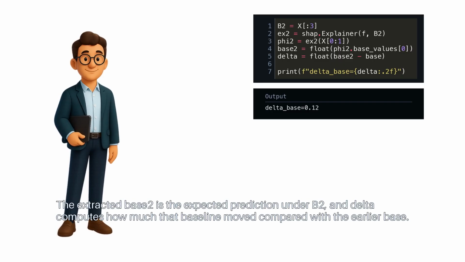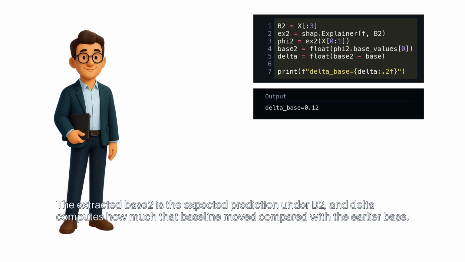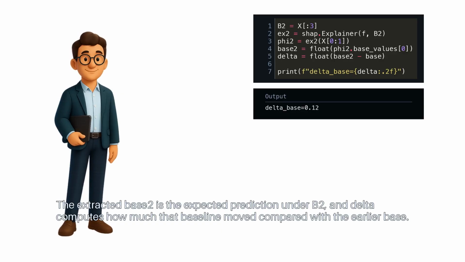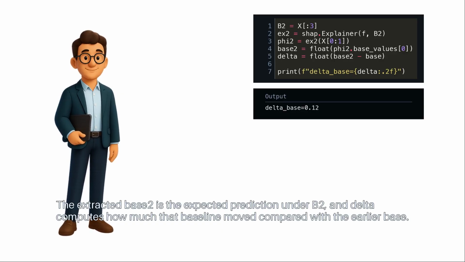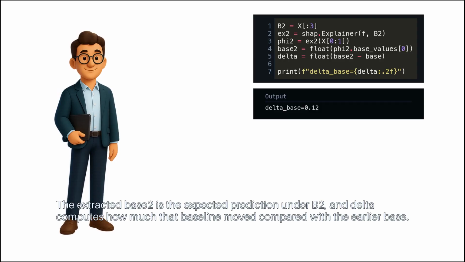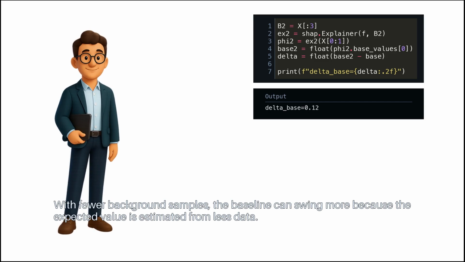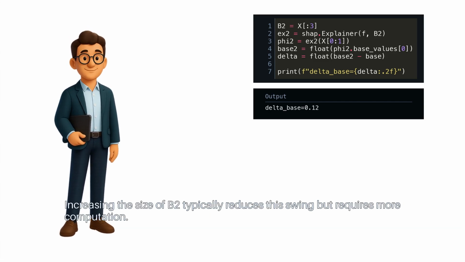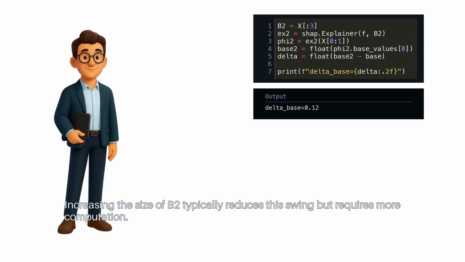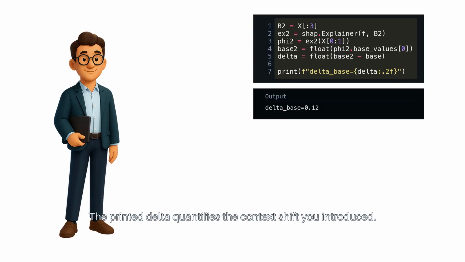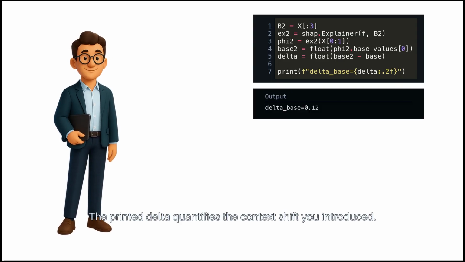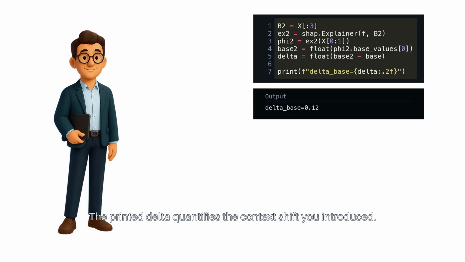The extracted base2 is the expected prediction under b2, and delta computes how much that baseline moved compared with the earlier base. With fewer background samples, the baseline can swing more because the expected value is estimated from less data. Increasing the size of b2 typically reduces this swing, but requires more computation. The printed delta quantifies the context shift you introduced.